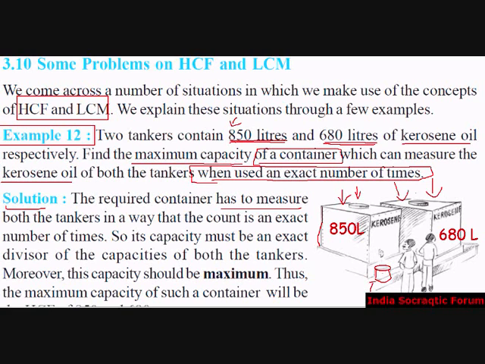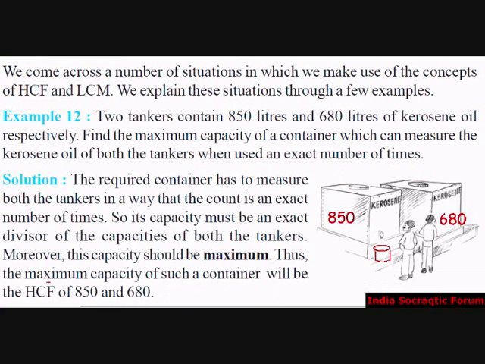That is, the capacity of this container should divide this and this. It should be an exact divisor of the capacities of both the tankers. Moreover, this capacity should be maximum. That is, there cannot be any other size bigger than this. If you make it a little bigger, then it cannot be an exact divisor. Thus, the maximum capacity of such a container will be the highest common factor, or GCD, the greatest common divisor, of both 850 and 680.